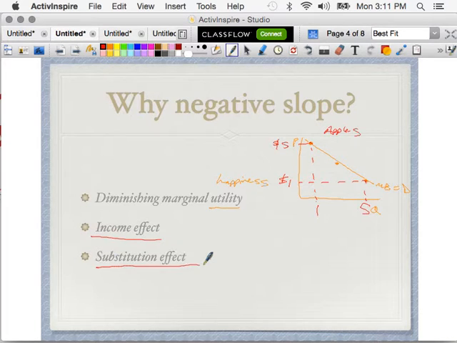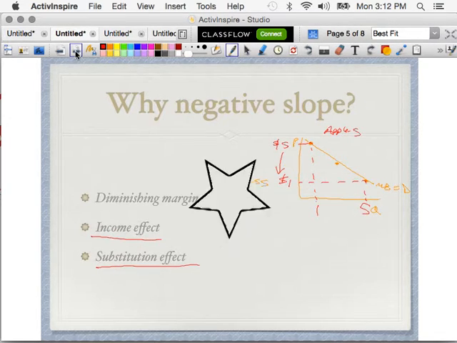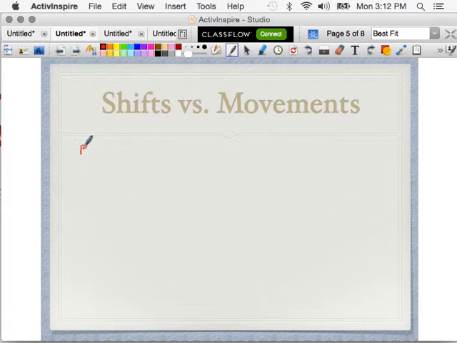The substitution effect states this: at a $5 price for apples, you may buy one, because what just happened to the price of oranges? Relatively speaking, they're not less. Whereas if the price of apples drops down to $1, what just happened relatively speaking to the price of oranges? They went up, so you buy more apples. You need to know these 3 reasons for the negative slope: the diminishing extra happiness, the income effect, and the substitution effect. Now when we get to the difference between a shift and a movement, this is crucial.